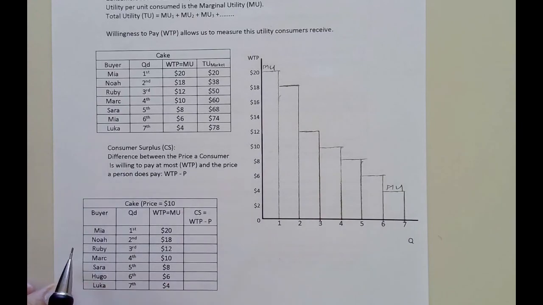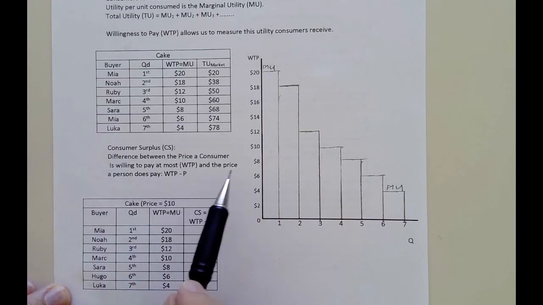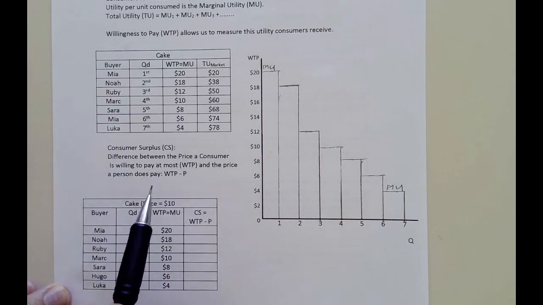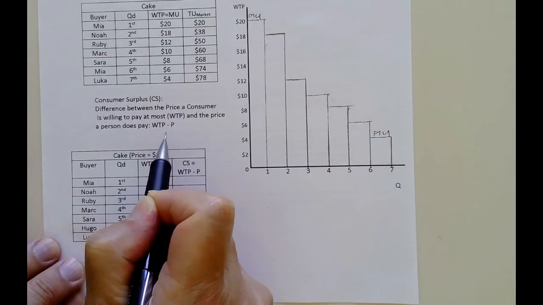Now the next concept is going to be consumer surplus. And consumer surplus is the difference between the price a consumer is willing to pay at most, which is the willingness to pay, WTP, and the price a consumer or a person does pay, which is the market price. And so it's a simple calculation. You take the willingness to pay minus the price, and that comes up with your consumer surplus.